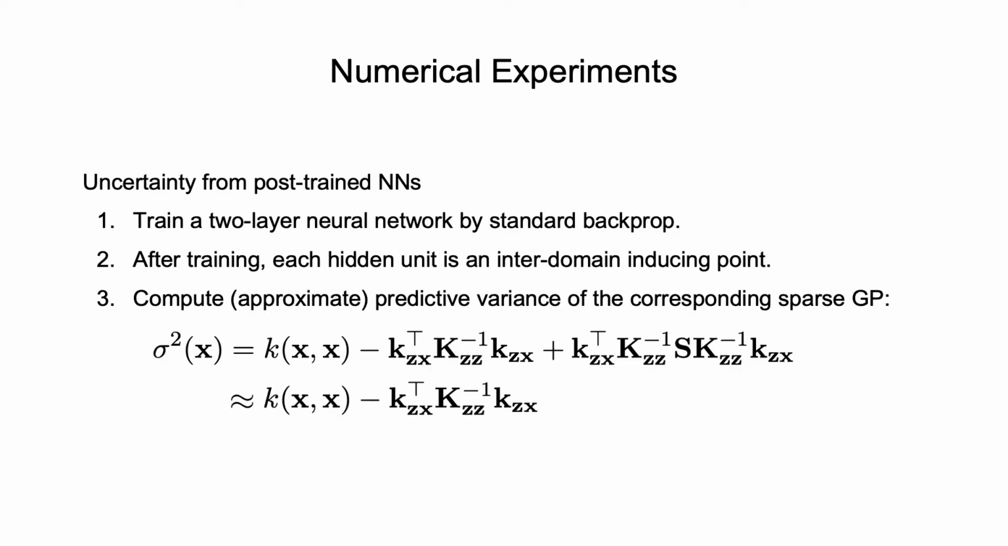We have connected the two-layer neural network with the predictive mean of a sparse GP. What can we use this for? We can extract uncertainty directly from a post-trained neural network. Firstly, we train a two-layer neural network by standard backpropagation, and this is only a deterministic neural network. After training, every hidden unit can be seen as an inter-domain inducing point in the sparse GP, so that we can directly compute the predictive variance of the corresponding sparse GP. We approximate it using the Nyström residual error.